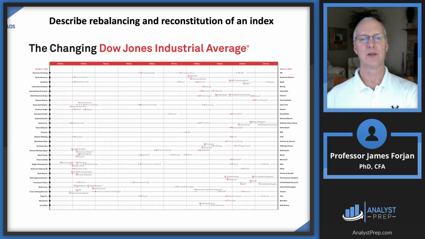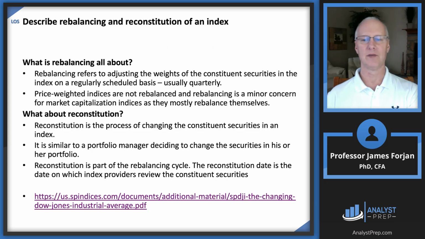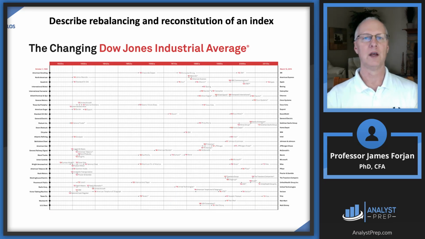What I've done on the next page, and that's the link right there for those of you who want to go to that, is show the rebalancing and reconstitution of the Dow Jones Industrial Average for the last 90 years. If you read down that left-hand column, you'll see the 30 stocks 90 years ago. And over on the right-hand column, there are the 30 stocks recently. And you can see the columns of who was substituted in for what stocks.